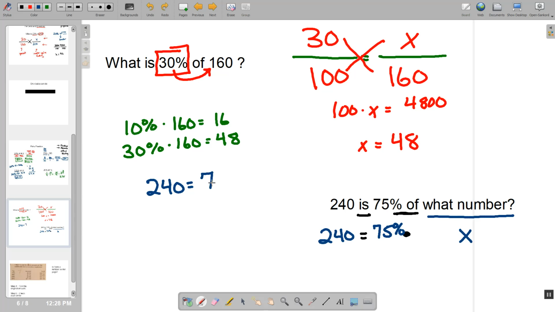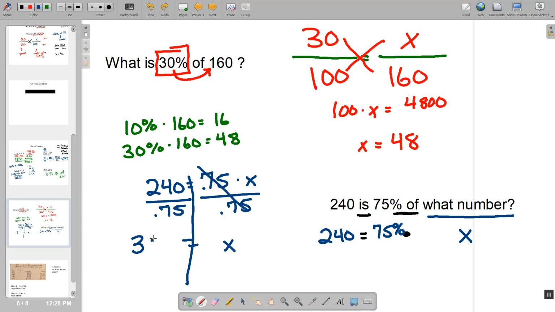And all we're going to do is exactly what we did last unit, or last section. You simply divide both sides by 75 hundredths, and we get x is equal to, and now our rule has been when you have long division with decimals, this is where you're allowed to use your calculator. So we get 320 equals x.